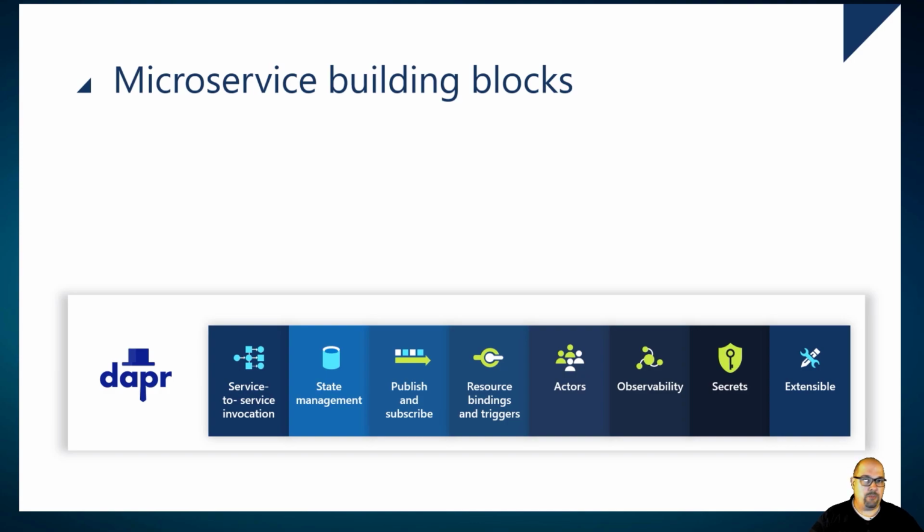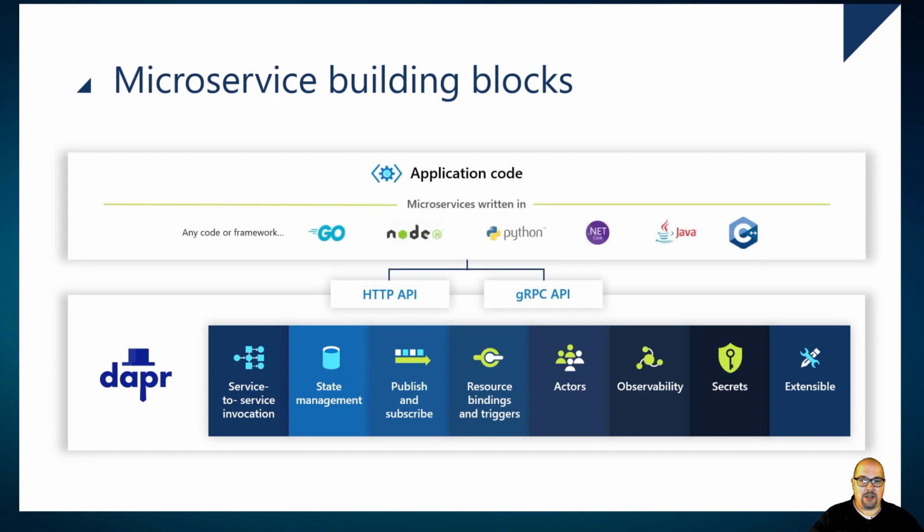So how can you use these building blocks if you want to use them from your application? Well, basically, Dapr offers an HTTP or gRPC API that you can use from your application. So if you have a language or some kind of a platform that you can do HTTP requests or gRPC requests from, then you can use Dapr. So that's basically any language out there.